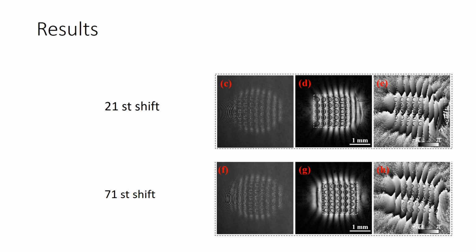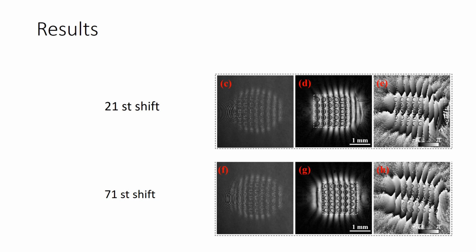So here the pictures C and F show the holograms obtained after the 21st shift and the 71st shift out of 111 shifts. What you can notice here, after reconstruction, is an obvious crosstalk, and also that the hologram is shifted. This is because of the shifting. The first one represents the 21st shift, and the second one is the 71st.